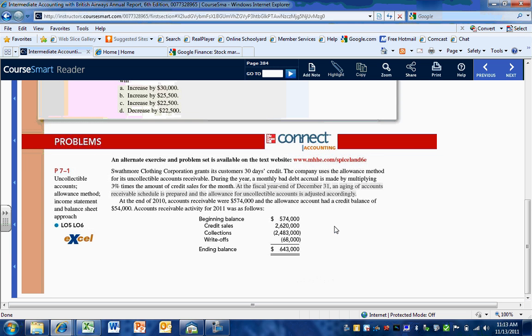Right? The problem then presents information about the company and what's in their records. They tell us that at the end of 2010, which of course is the beginning of 2011, accounts receivable had a balance of $574,000, and the allowance account had a credit balance of $54,000. All right, so you may want to draw a little T account here to visualize what's going on.